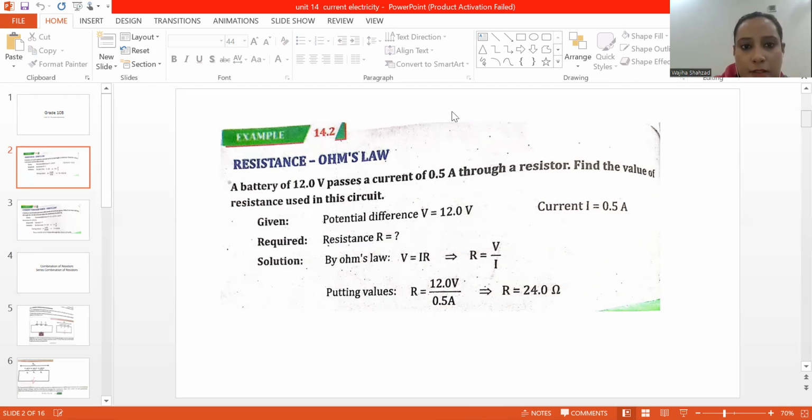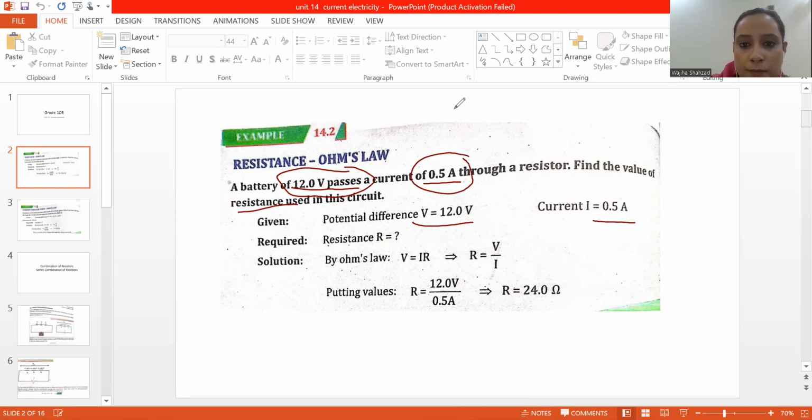Okay, this is an example that is mentioned in your book. This is example 14.2. A battery of 12 volt passes a current of 0.5 ampere through a resistor. Find the value of resistance. So in this problem, basically we have to find out the value of resistance. This 12 is the potential difference. So we write here, V is equal to 12 volt. Current is 0.5 ampere. So I is equal to 0.5 ampere.